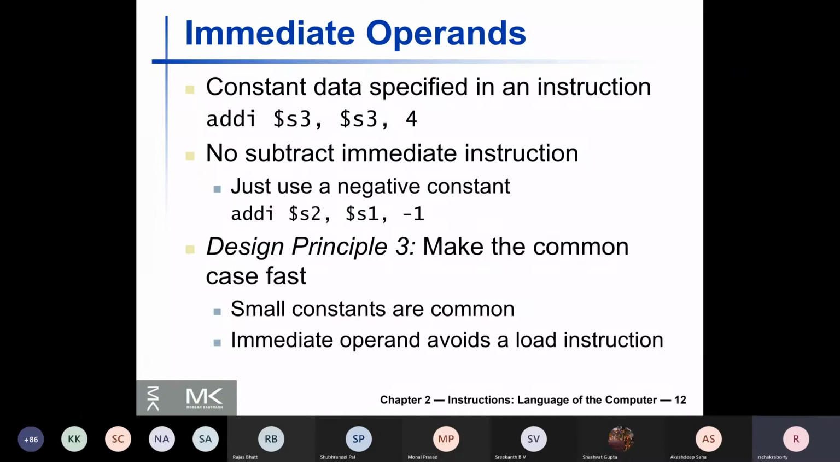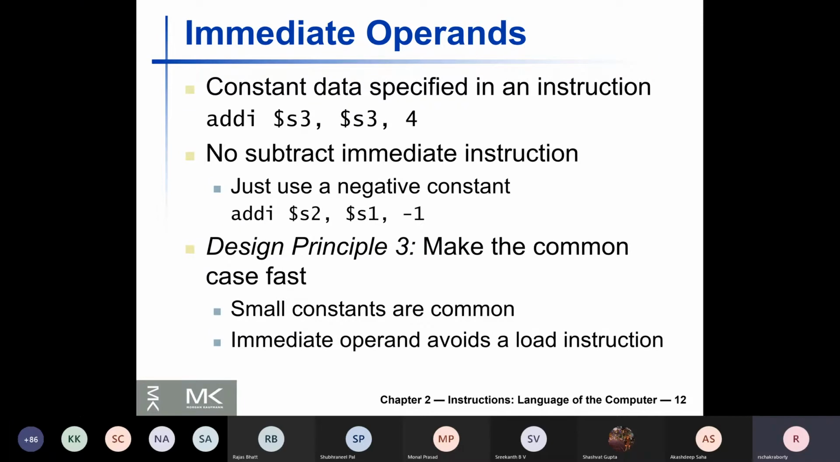Now let us come to a next very useful type of instruction, where it is kind of an arithmetic instruction, just that one of the operands is an immediate operand. What is an immediate operand? An immediate operand is a direct constant value that you can directly mention in the instruction. Say for example, addi $s3, $s3, 4. Note that here the destination register and one of the source registers is the same. This is perfectly fine. You can have the source register and the destination register to be the same, no problem.